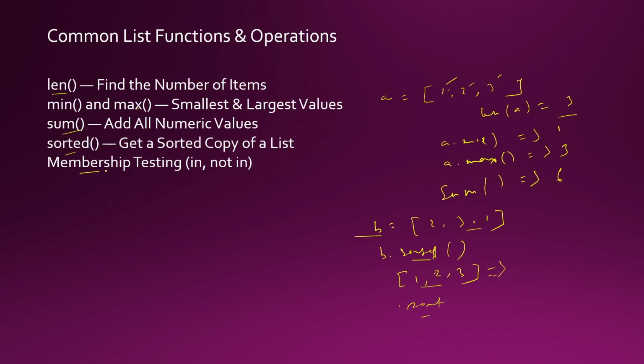Next is membership testing, that is in or not in. Using in or not in, we can find whether any value is there in my list or not. Using these two, we can find out whether whatever value we want to find is present in my list or not.